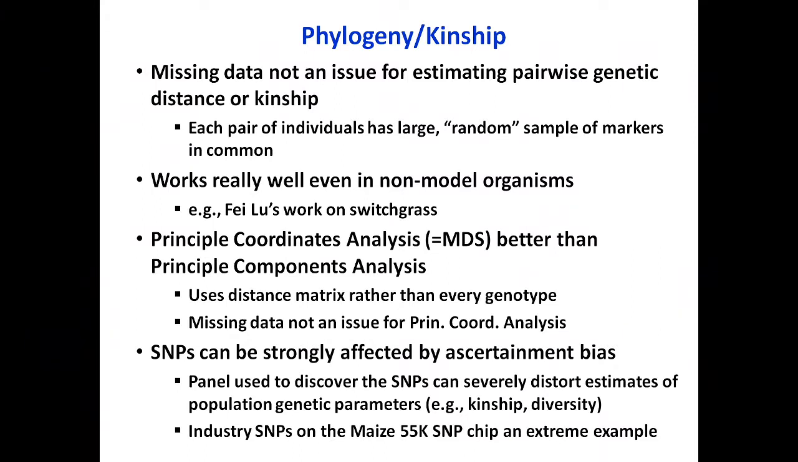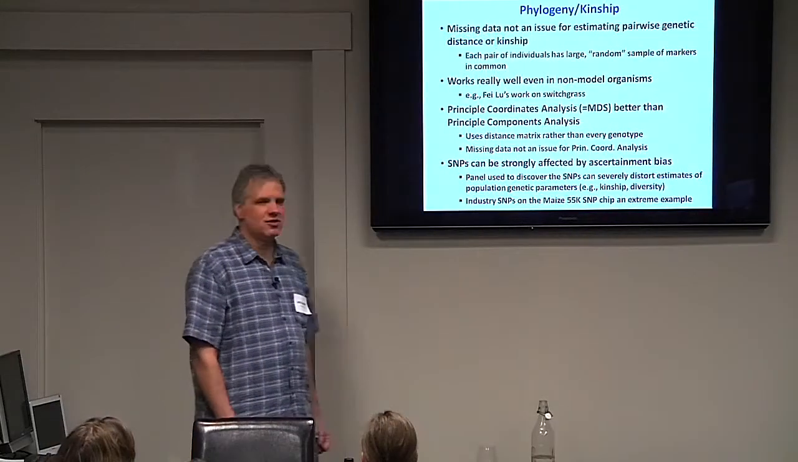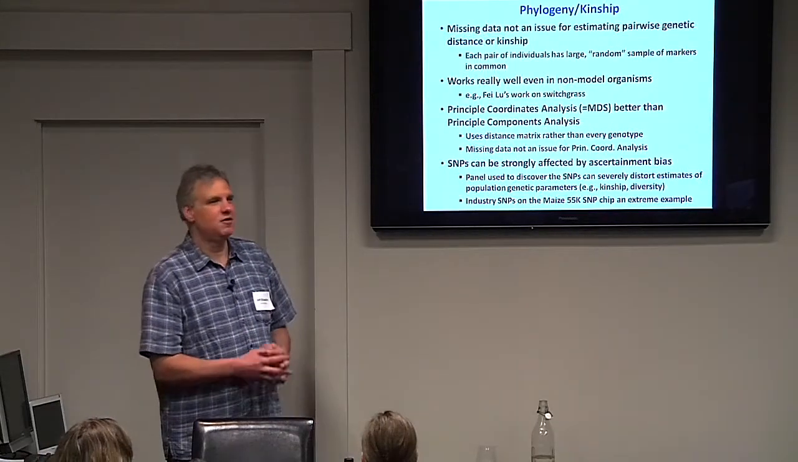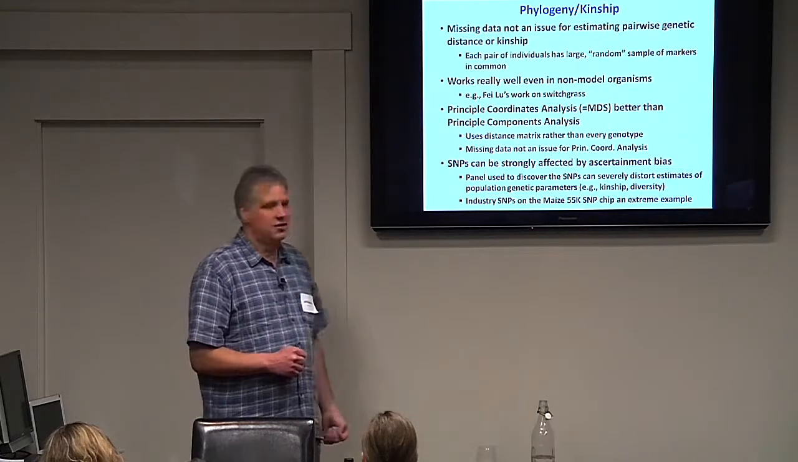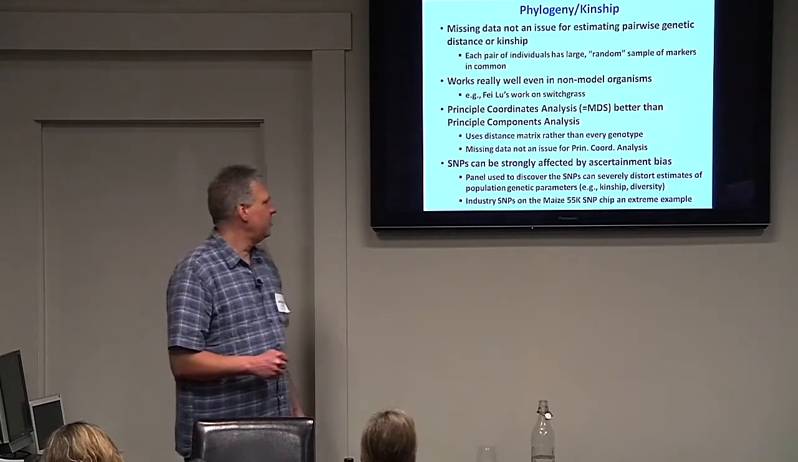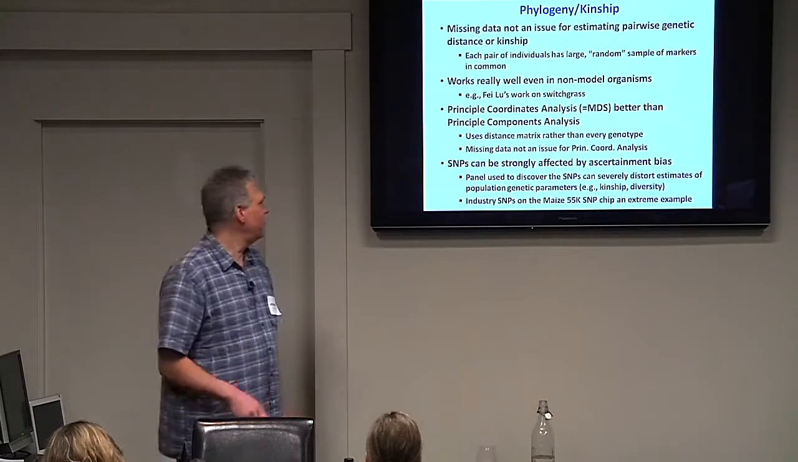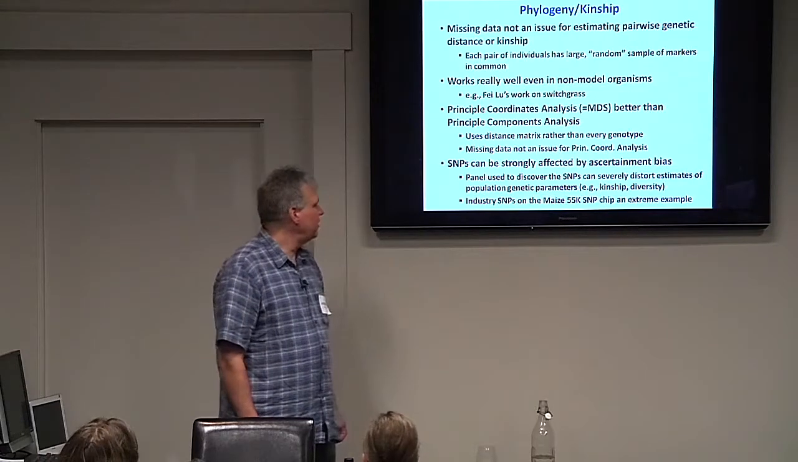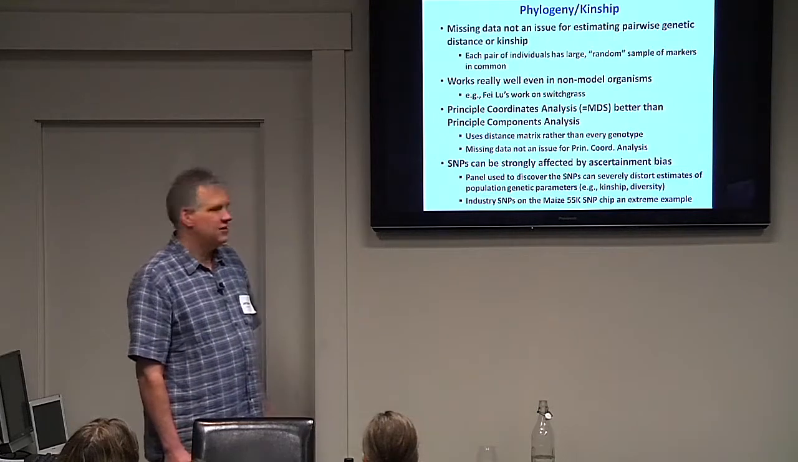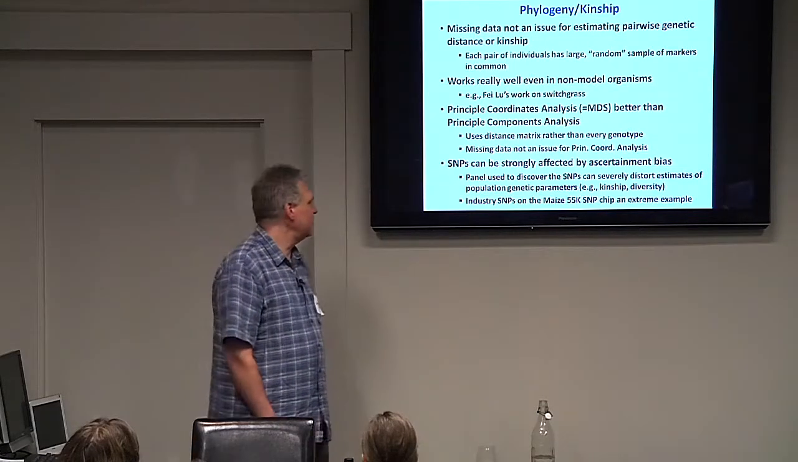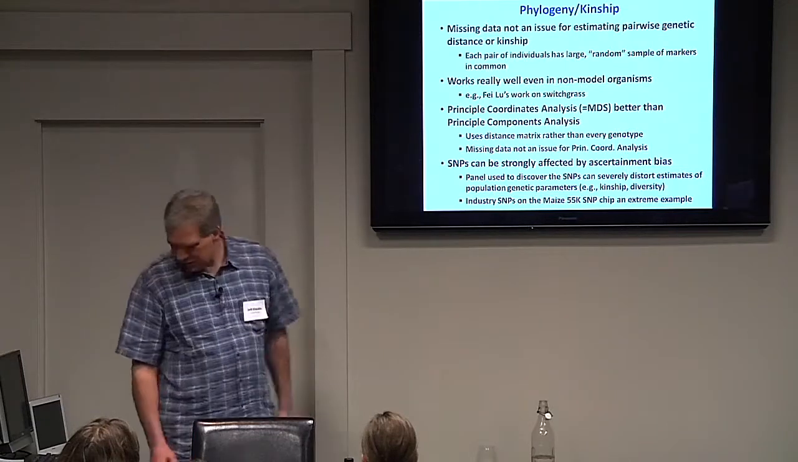But one thing: traditional SNPs, like on a SNP chip or SNP assays that you design one at a time, can be strongly affected by ascertainment bias. Ascertainment bias is when you use a small panel to discover the SNPs. The SNPs have to be polymorphic in that small panel, and that can distort estimates of population genetic parameters such as kinship, diversity, and demographic parameters. I have a really extreme example here from the Maize 55K SNP chip, also known as the 50K SNP chip, same thing. I'm just going to walk you through that.